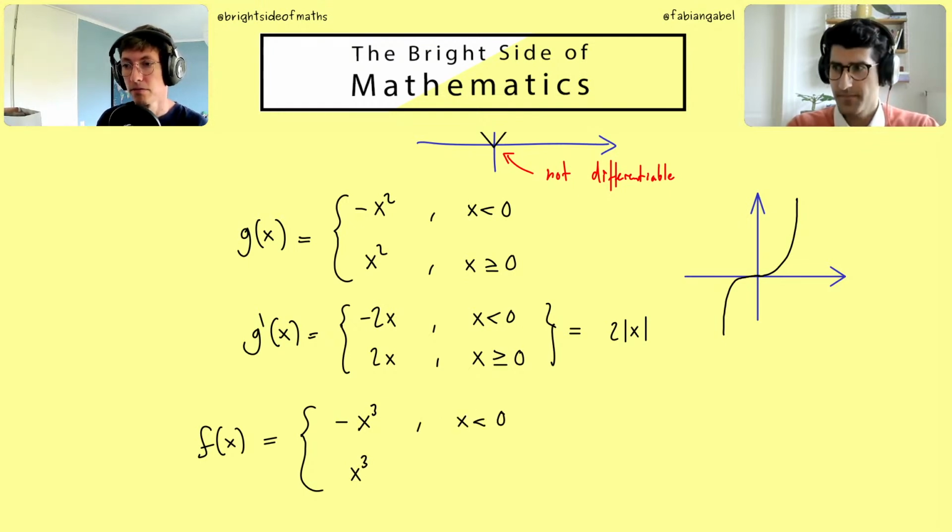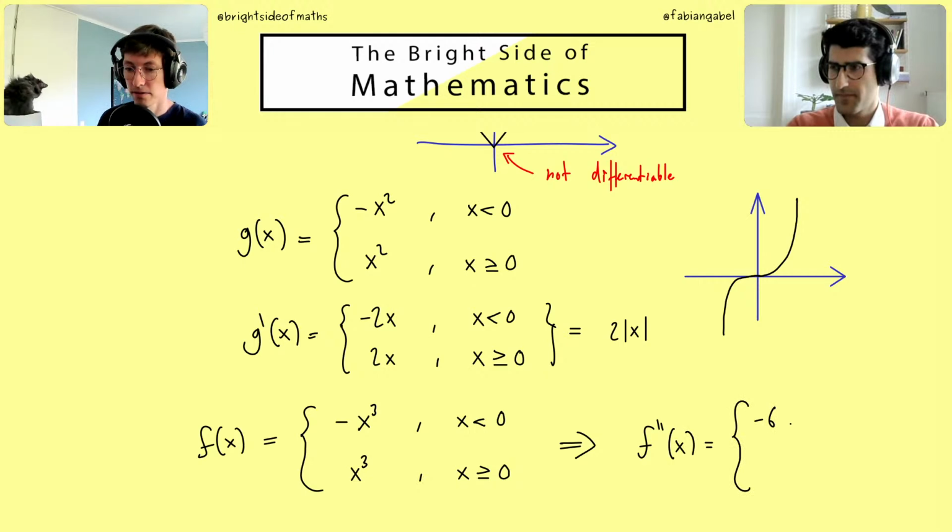So now you see, if we calculate the derivative here, we get the same as g, just with a factor of 3. And then we get the same as g prime for the second derivative. Yeah, so maybe I write it down, you can do the calculation. And then we get minus 6x and plus 6x.